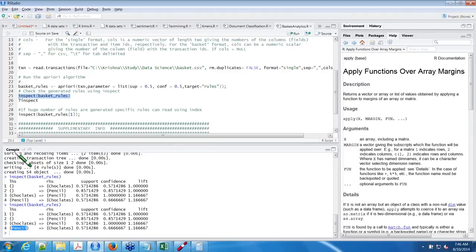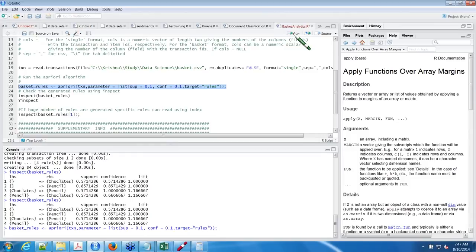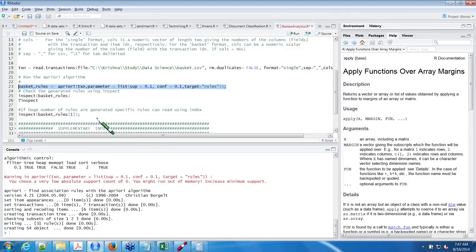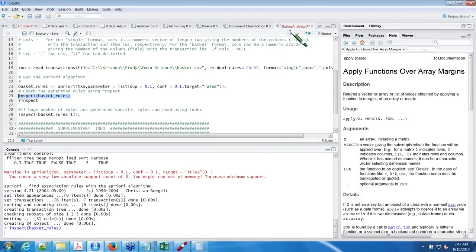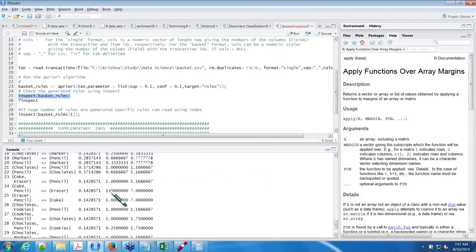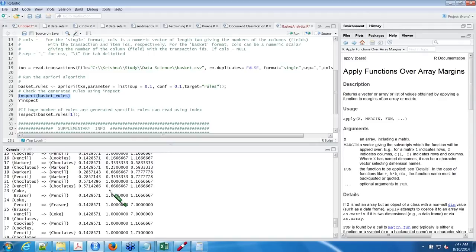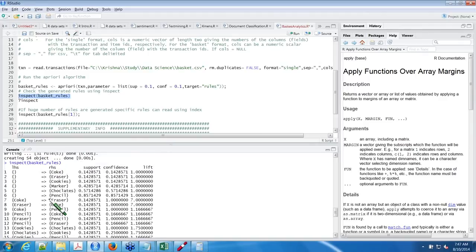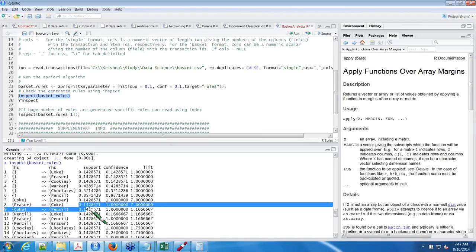Can we get the support and confidence for all the products? Yes, you make 1 or point and at least 1% of transaction. Do you see that? Coke and eraser buy together, it is 14%. And eraser and Coke purchase, it is only 14% of support.